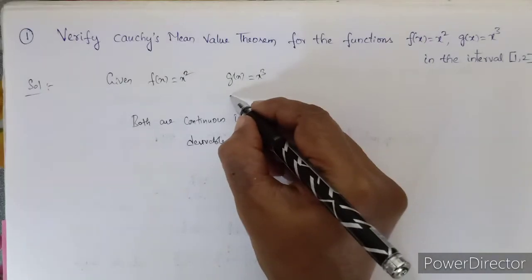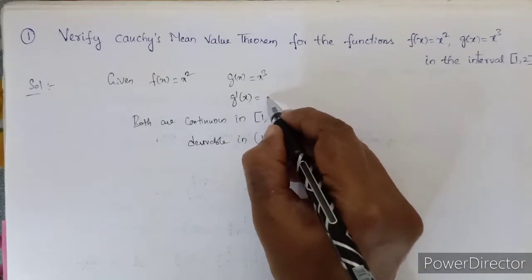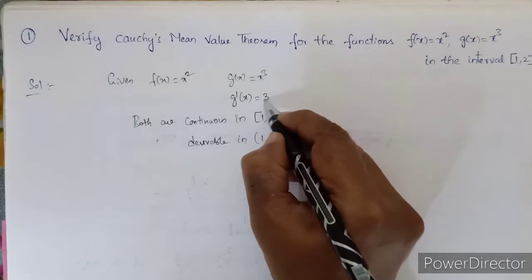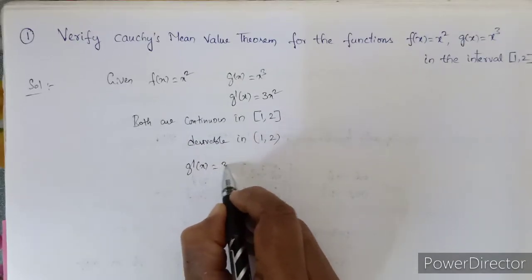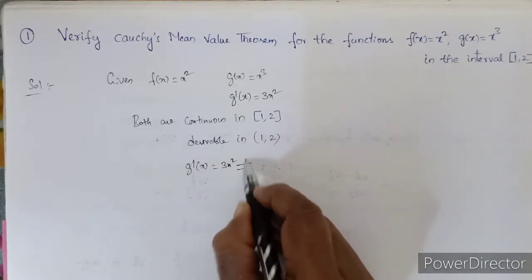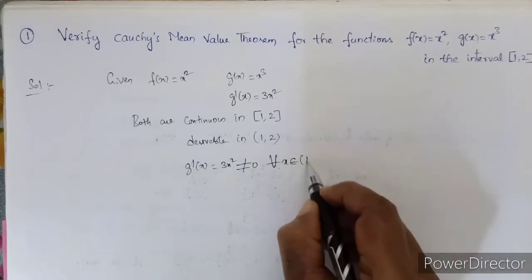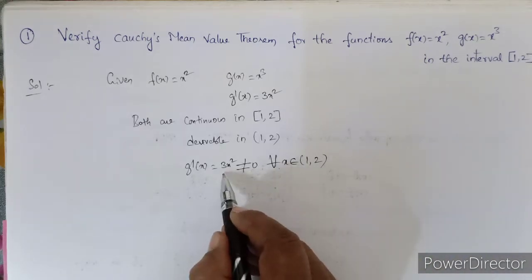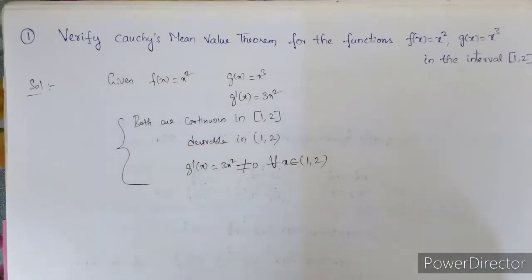Whereas for the third condition, we have to differentiate g of x on both sides. On differentiating with respect to x, g dash x is equal to 3x square. This is not equal to 0 for any point x in the open interval 1 comma 2. On taking any value in between these two, 3x square is not equal to 0. These three conditions of Cauchy mean value theorem are satisfied.